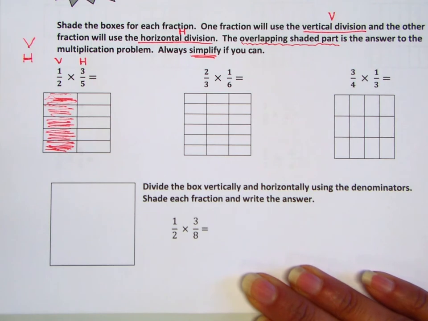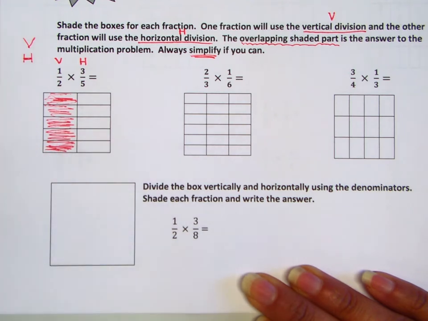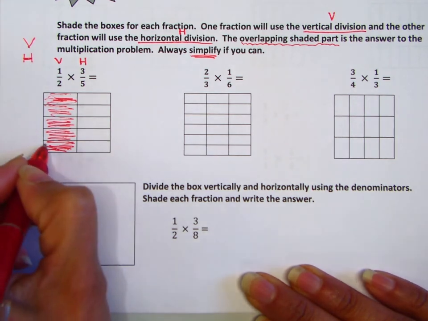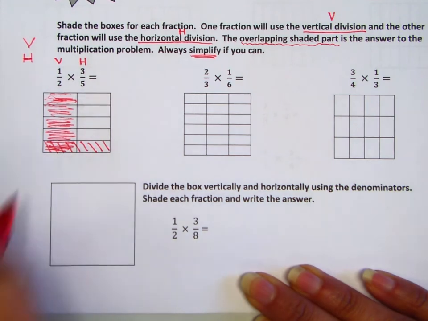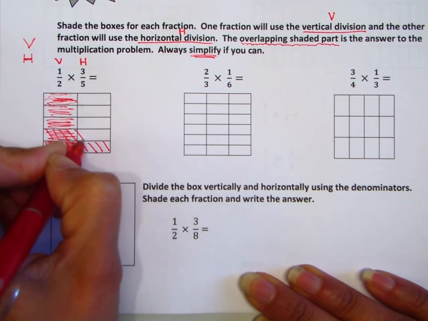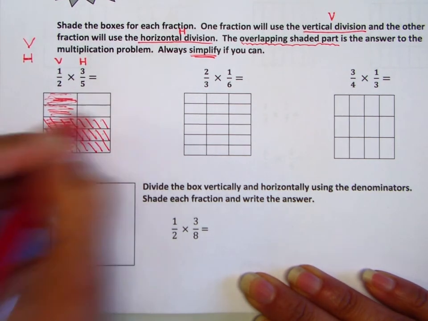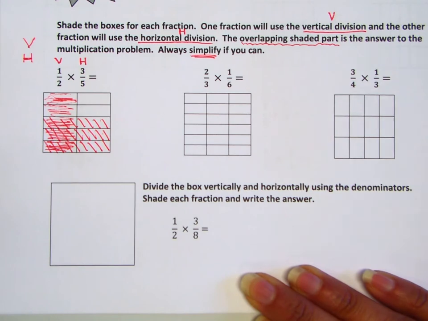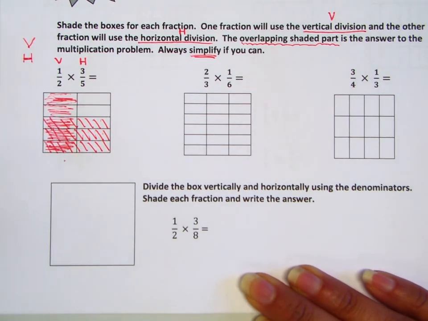So I've shaded vertically 1/2. Now I want to shade horizontally 3/5, which means I'm going to shade this direction. However, don't shade it too dark, because I want to see where the overlaps are. So I usually just use lines to show. Here's 1/5. Here's 2/5, and here's 3/5. So I've shaded 1/2 vertically, and I've shaded 3/5 horizontally, and now I have to look at the shaded part.